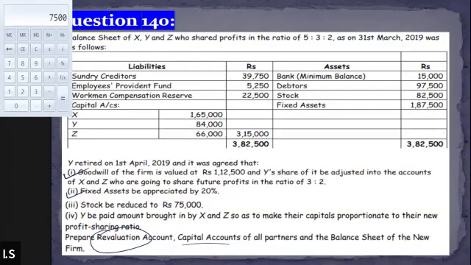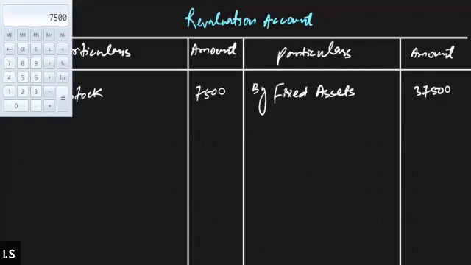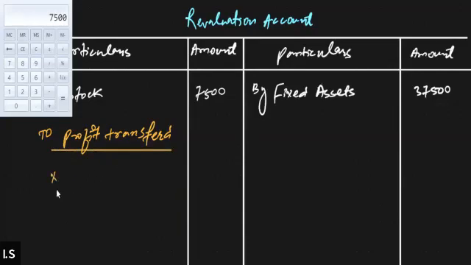Okay, coming back to the question, the fourth adjustment is also not related to the revaluation. So that means this is it. Nothing much is needed to be done in this question. So let's move to the revaluation account and just see, this time we will have a profit, I'm sorry, profit transfer to X, Y, and Z.